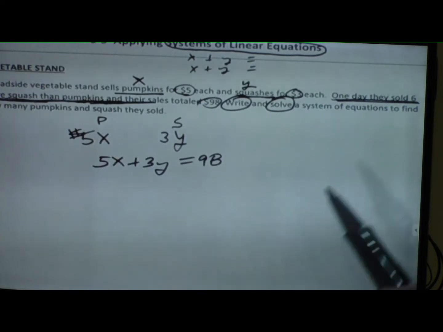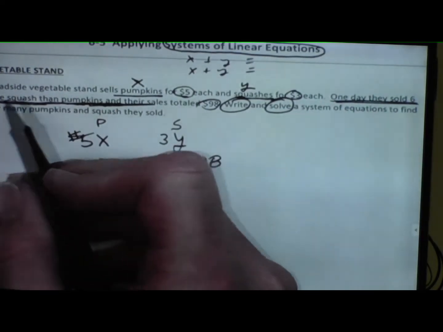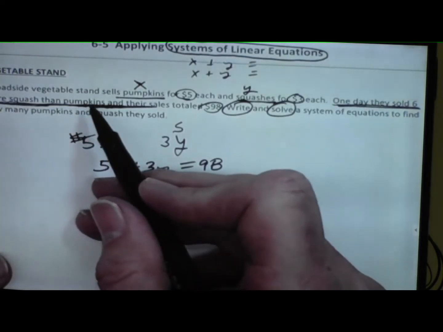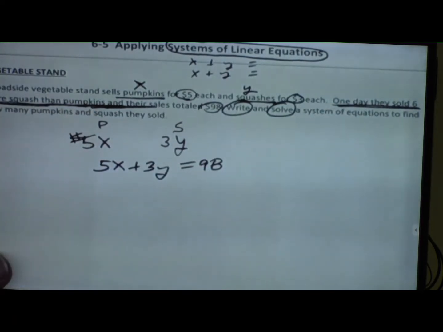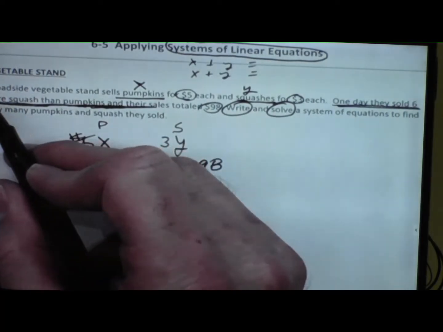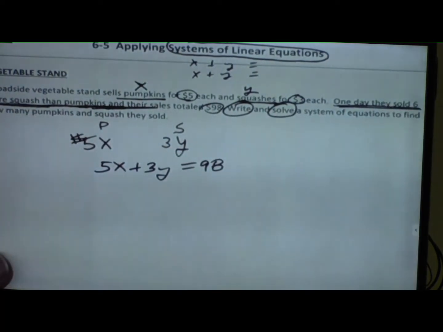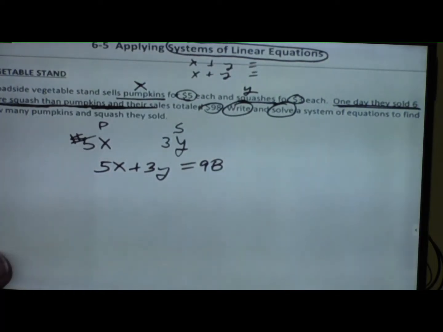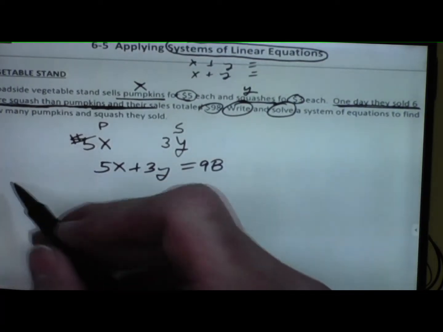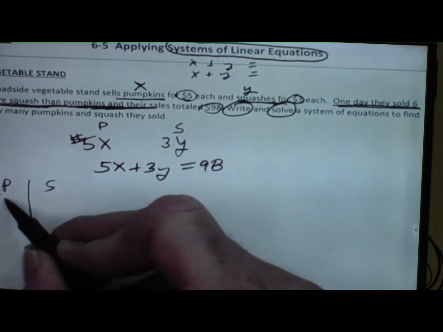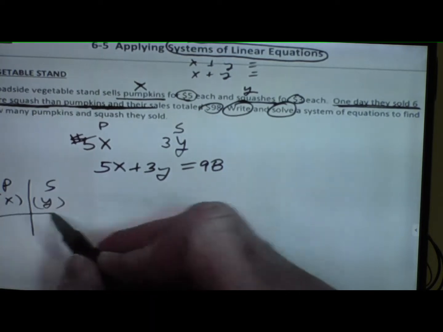The thing you don't want to do is just say 6 more squash, so that's 6 plus S, or Y in this case. 6 plus Y equals P. That's what many people would do here because it sort of goes along 6 more, 6 plus. That may or may not be right. What I'm going to suggest is we put in a couple of numbers and think about what makes sense. So I'm going to make a little chart. Pumpkins, squash, so that's X and that's Y.